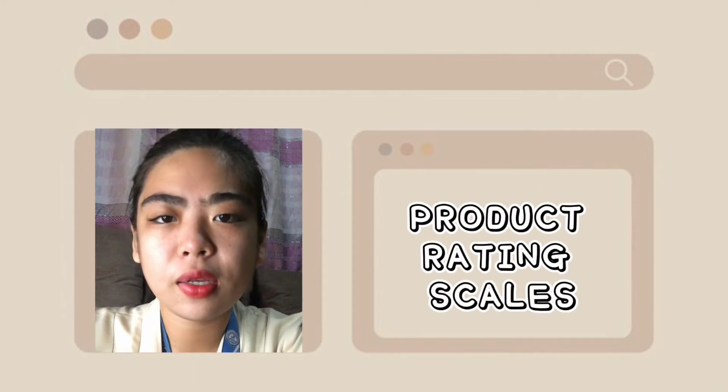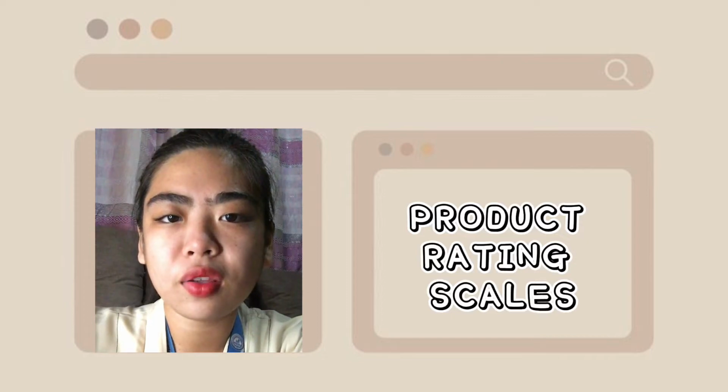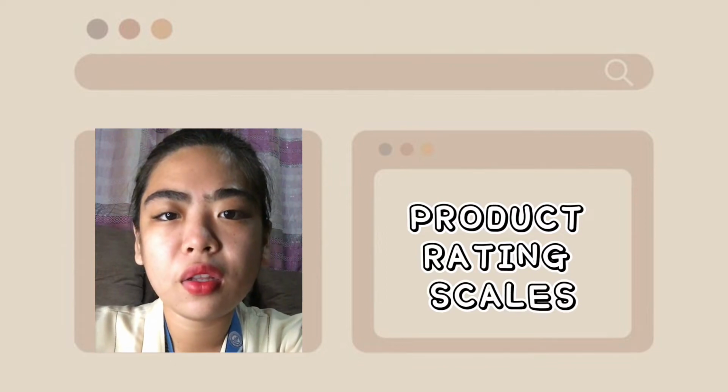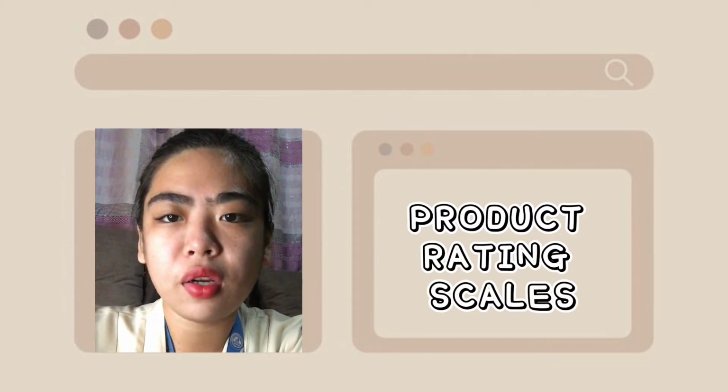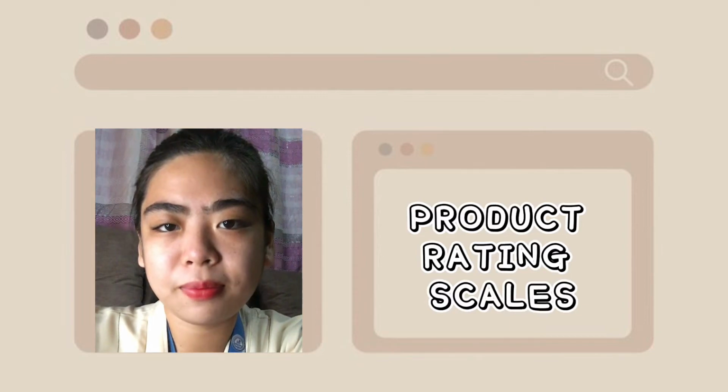So next is the product rating scales. Checklists, rating scales, and rubrics are tools that state specific criteria and allow teachers and students to gather information to make judgments about what students know and can do in relation to the outcomes. They offer systematic ways of collecting data about specific behaviors, knowledge, and skills.